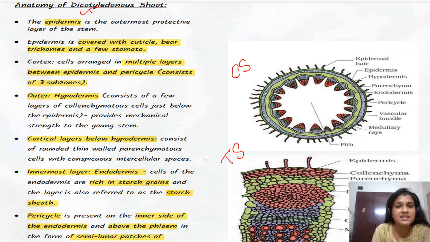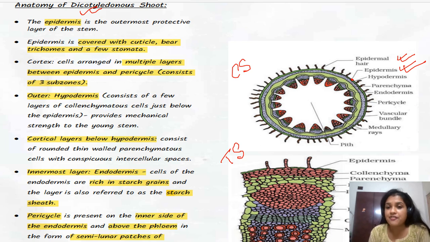Here, epidermis is the outermost protective layer of the shoot. And epidermis is covered with cuticle, bears trichomes or epidermal hair, and a few stomata. Stems do have stomata. Okay, few stomata, fewer than the leaves, but it does have. So from epidermis rise epidermal hairs or trichomes, and there are few stomata.